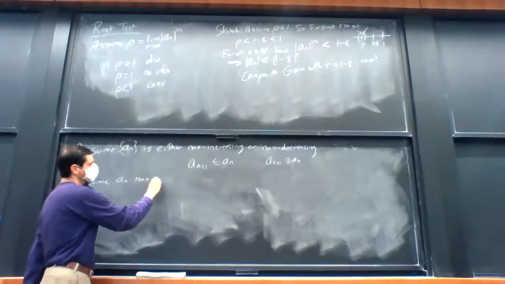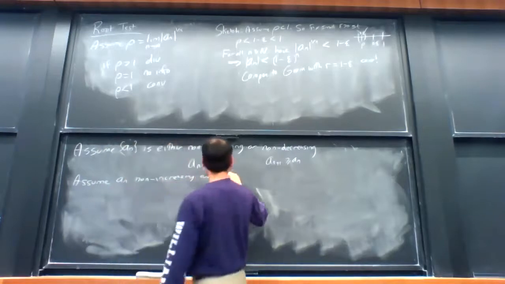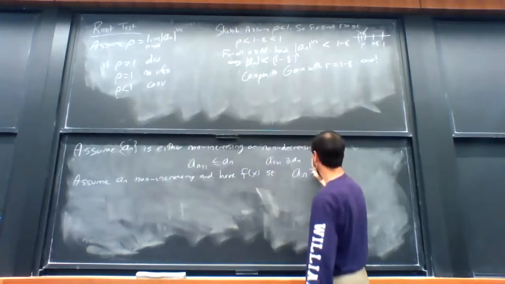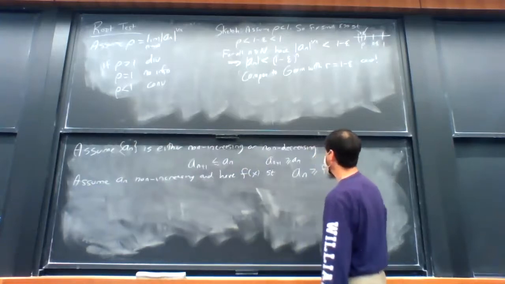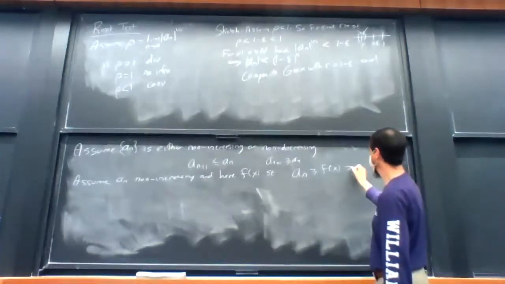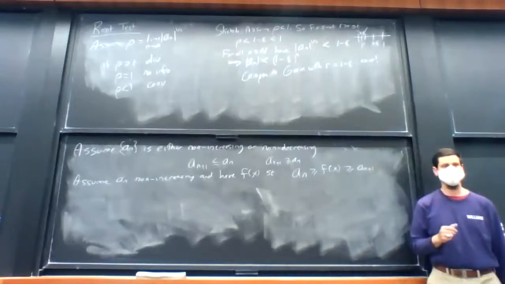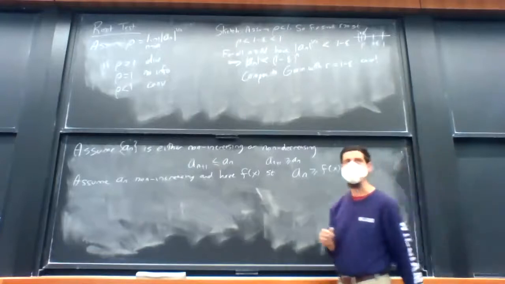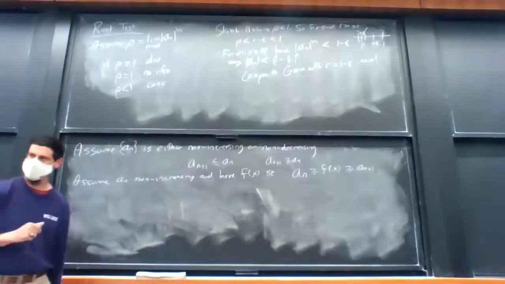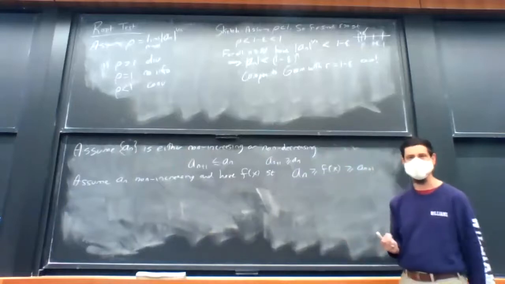a_n is non-increasing and have a function f of x such that a_n is greater than or equal to f of x is greater than or equal to a_(n+1). So we're going to assume that such a function exists. Most of the time, the way you find the function is you take the sequence a_n and you do a search and replace. Everywhere there's an n, you put an x and you call that your function. And that almost always works.